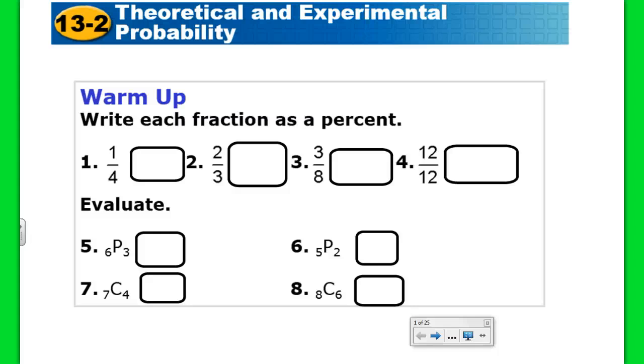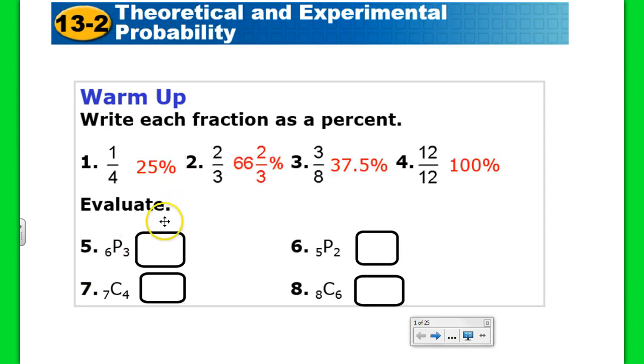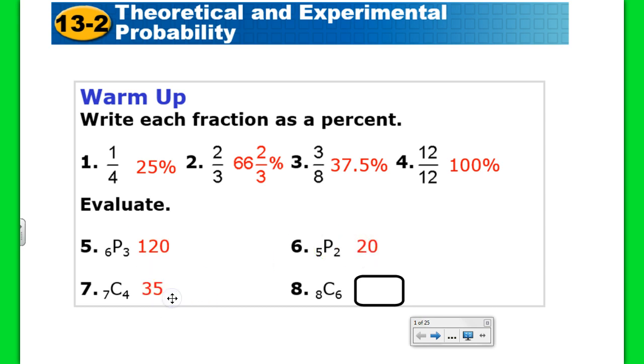And welcome to Chapter 13, Section 2, Theoretical and Experimental Probability. Try these, come back and check your work. 1/4 is 25%. 2/3 is 66 2/3%, or you could have written 67%. 37.5 and 100%. And for your permutation, we have 120, and we have 20. And 35 for your combination, and 28.